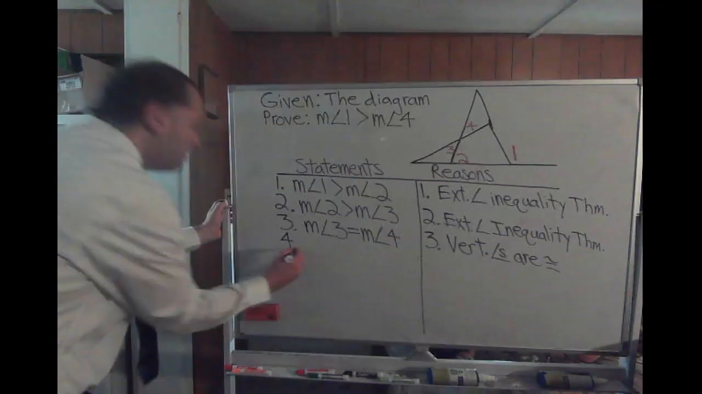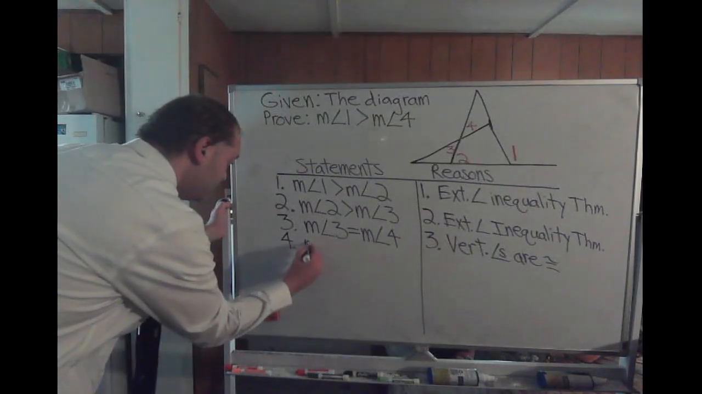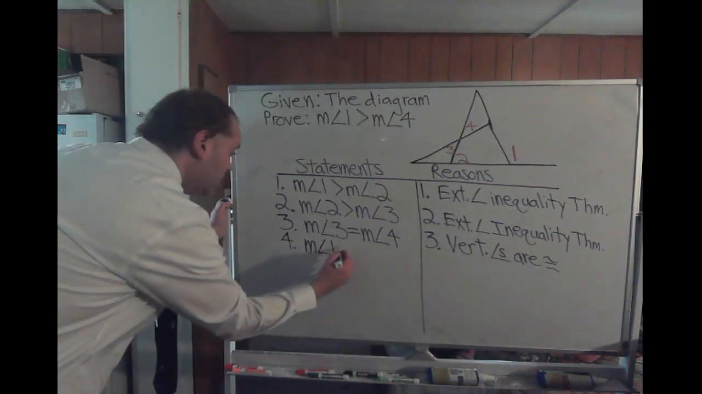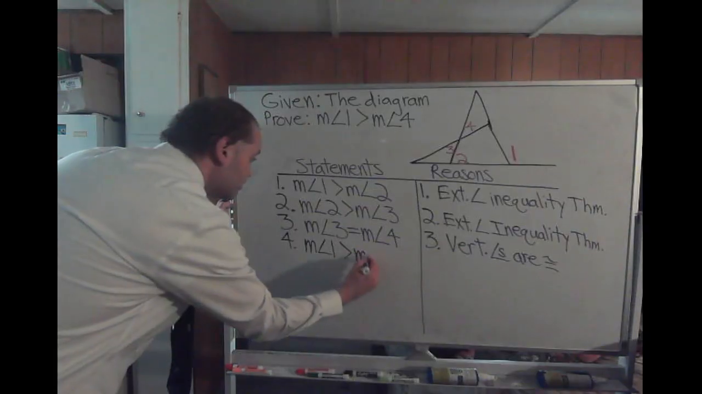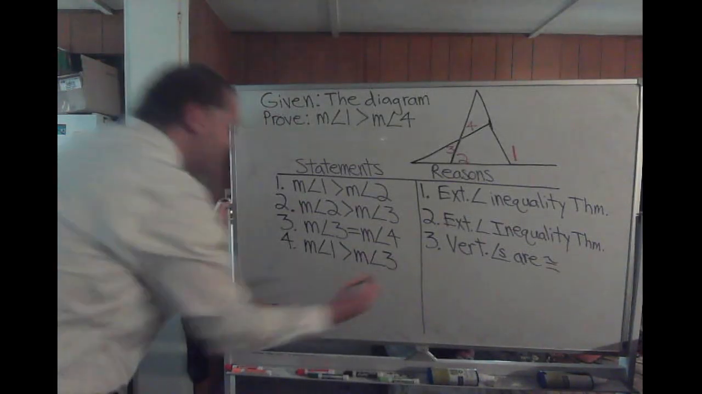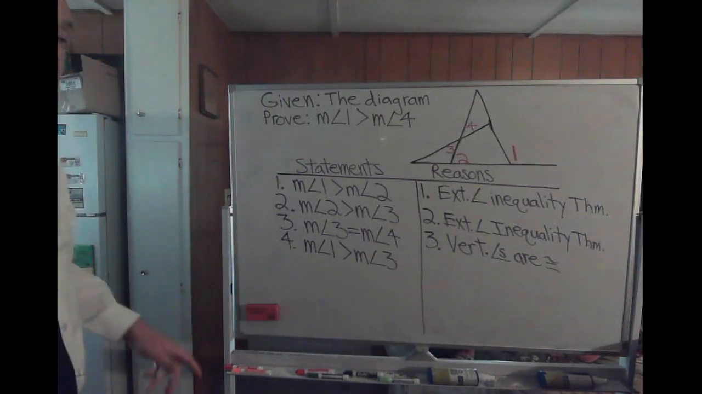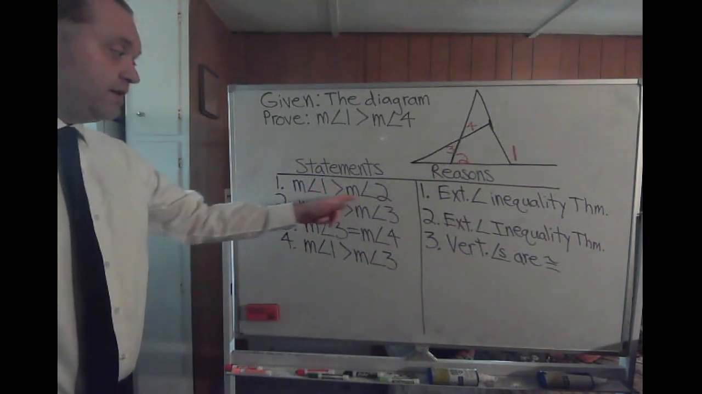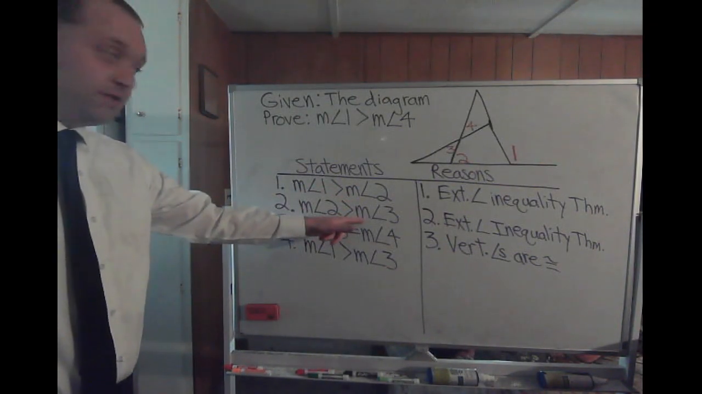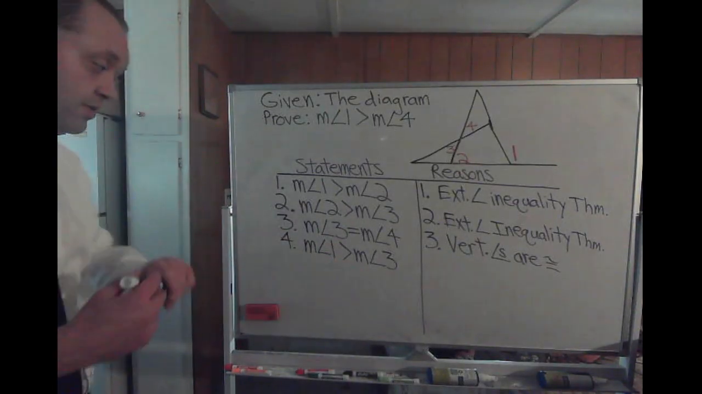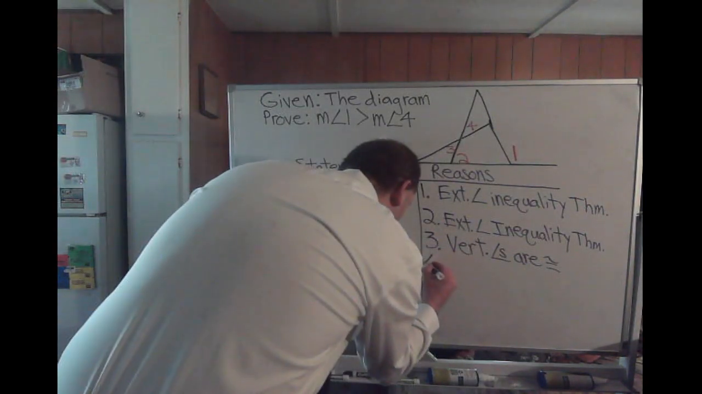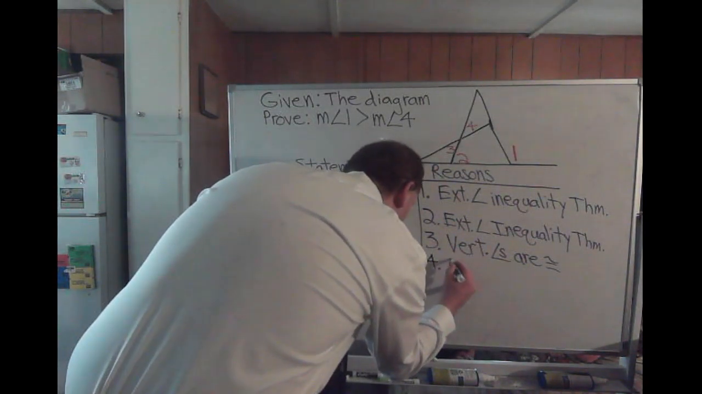Now, for step 4, we can say that the measure of angle 1 is greater than the measure of angle 3. Think about it. If 1 is greater than 2 and 2 is greater than 3, then 1 is definitely greater than 3, right? That's going to be by a property of inequality.